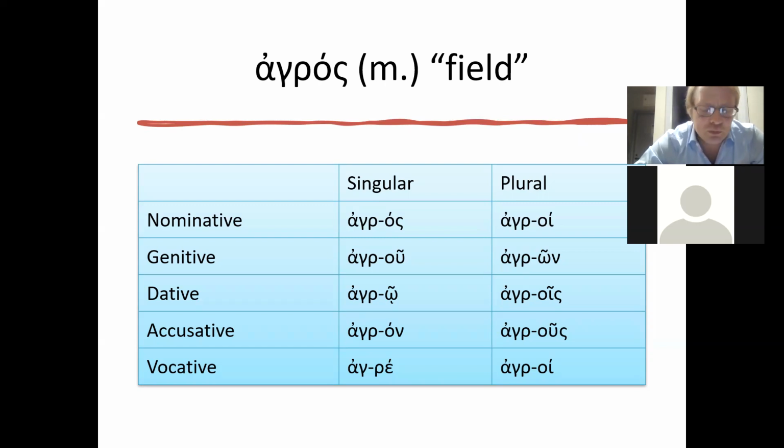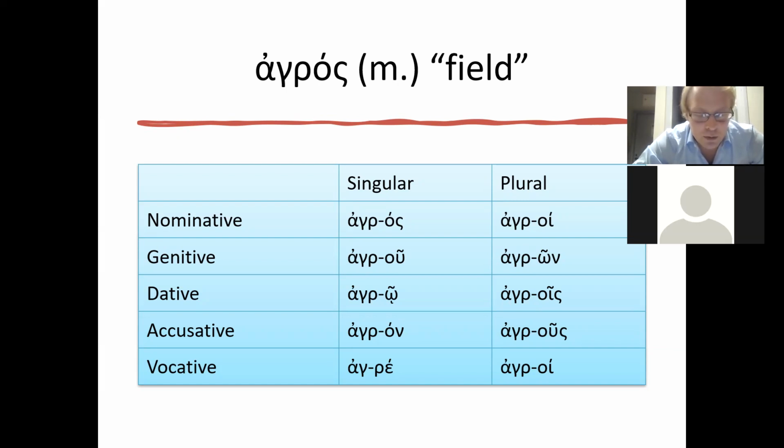In the singular, this word is inflected as agros in the nominative, agrou in the genitive, agro in the dative, agron in the accusative, and agre in the vocative. And in the plural, we have agroi in the nominative, agron in the genitive, agrois in the dative, agrous in the accusative, and agroi in the vocative.